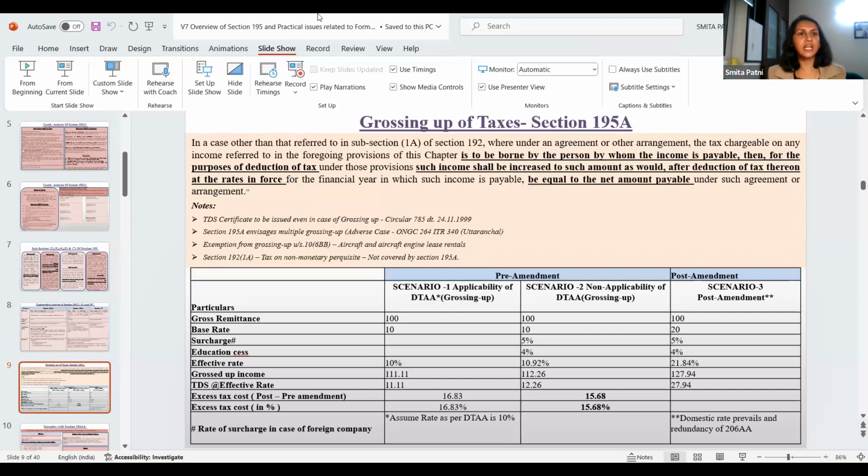So now what has happened is that initially, while we were grossing up, pre-amendment, obviously the maximum grossing up which could be done was 10.92%. Now the rates have doubled. Now the maximum grossing up comes to 21.84%. So the excess cost, or the delta between the highest rate and the rate pre-amendment, is 15.68. So we are paying an excess tax cost of 15.68, which we are bearing from our own pockets.